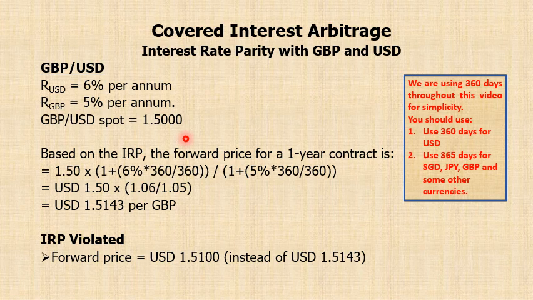Now, based on the IRP, the forward price for a 1-year contract is USD 1.5 into 1.06 divided by 1.05. This comes to USD 1.5143 per GBP. Note that we are using annual rates with n equal to 360 in the IRP formula because we want to calculate the 1-year forward rate. Let's see what happens if the IRP relationship is violated. Suppose the forward price is USD 1.5100 instead of USD 1.5143.